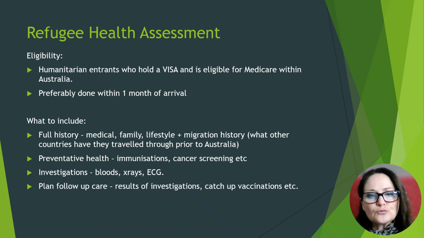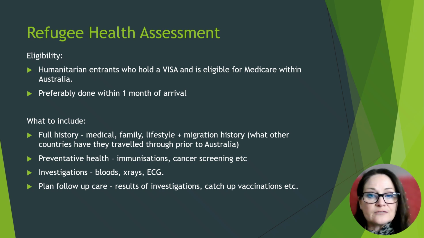So this is eligible for people who are humanitarian entrants into Australia. They're holding a visa, and therefore they're eligible to have a Medicare number as well. It should preferably be done within a month of them arriving into the country, because the whole point of this is to get a bit of an idea about their current health status, so that we can be making sure that they're getting the appropriate care. They may not have been getting that care from wherever they have come from.